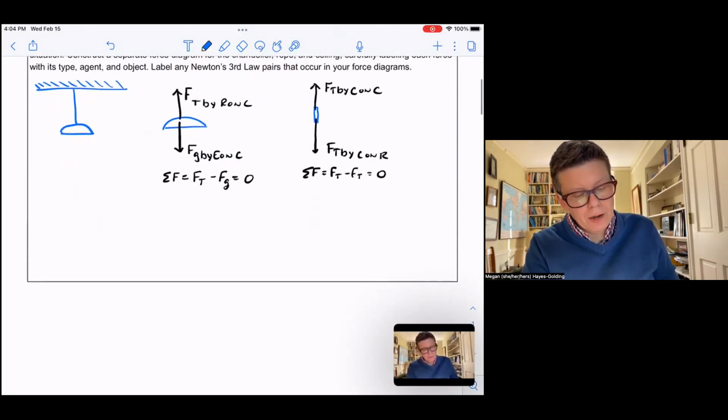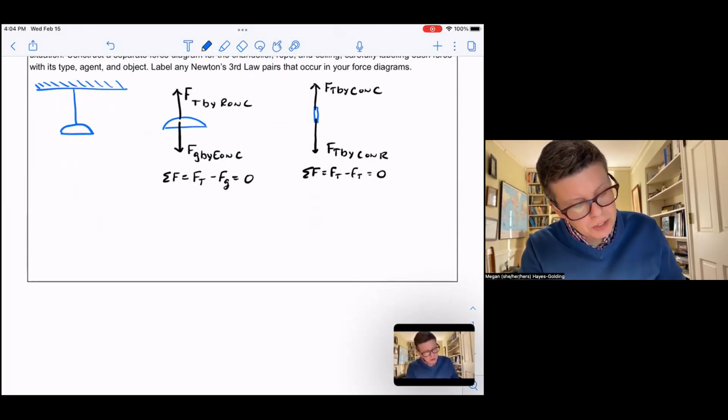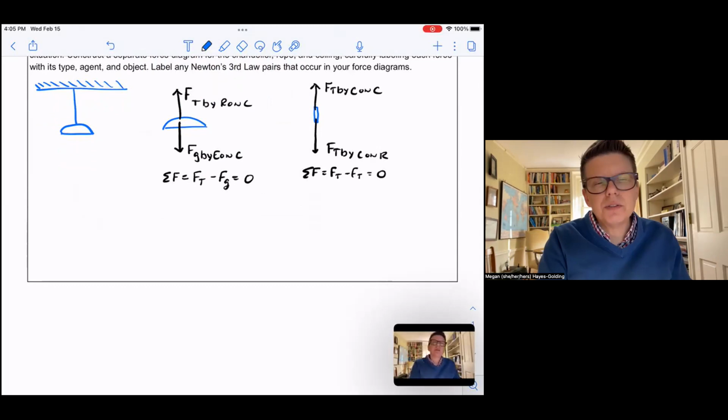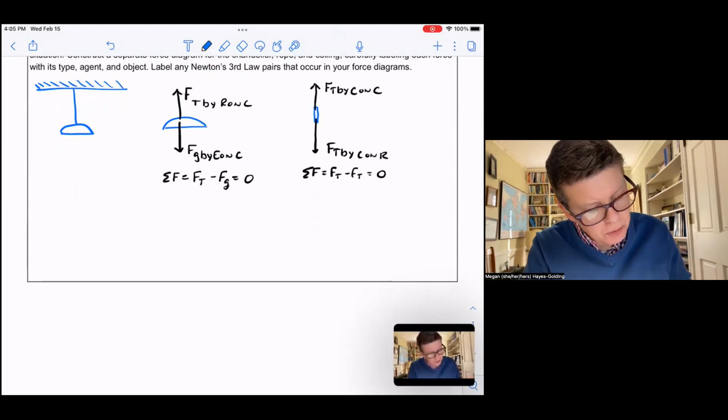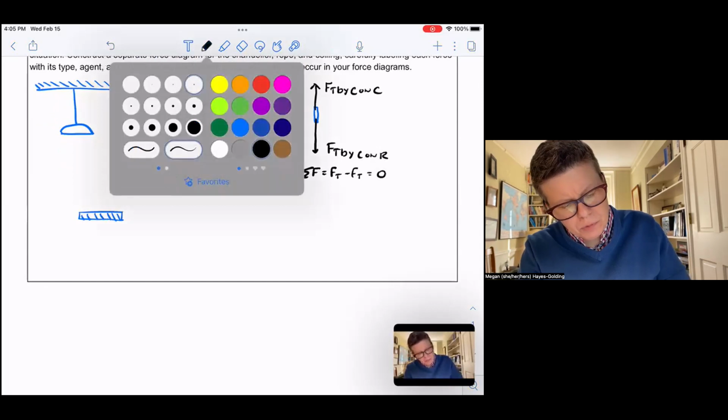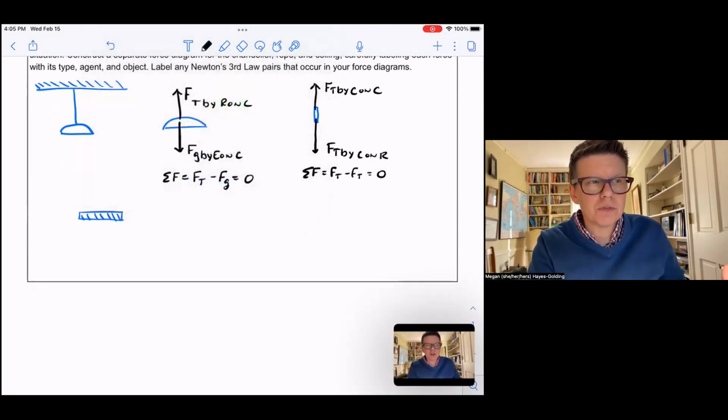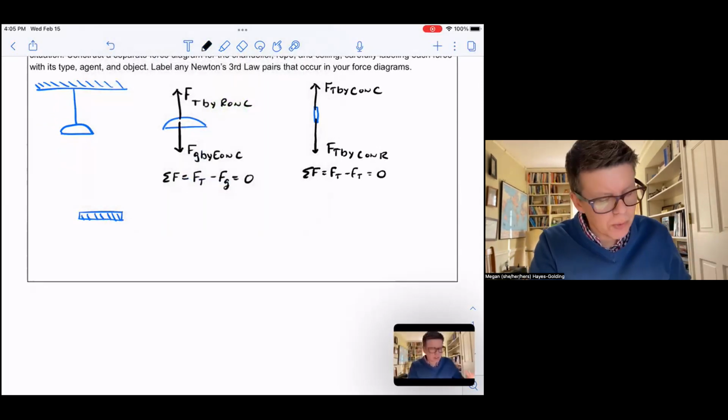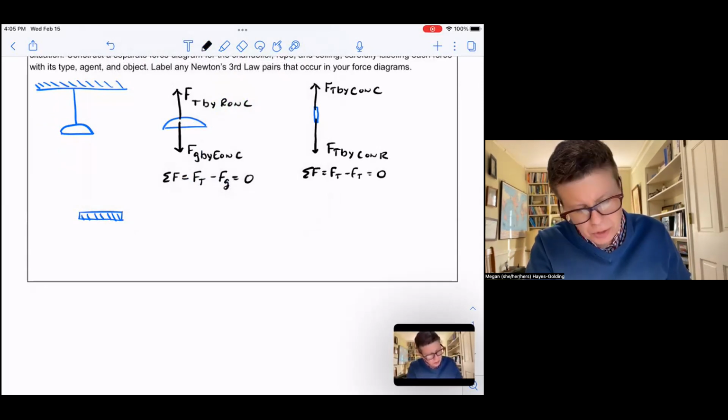All right. Now, the third object is the ceiling. Okay, the ceiling is a little bit weird because it's attached to a building and everything else. But for now, let's just treat the ceiling in isolation. So you're not often going to need to draw force diagrams of static objects in the surroundings. So this, like I said, it's a little weird.